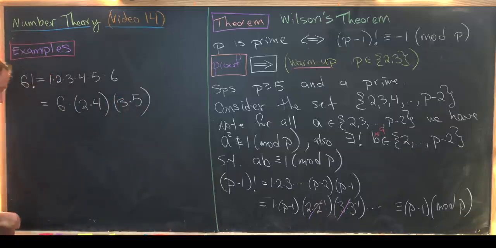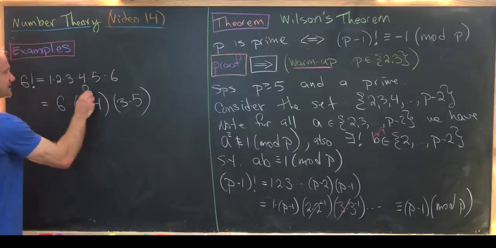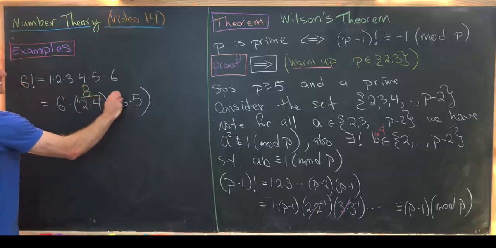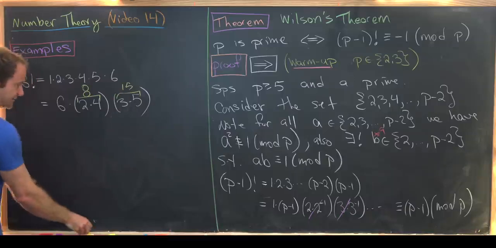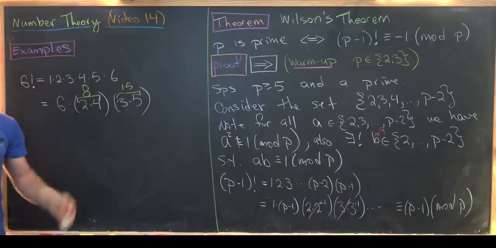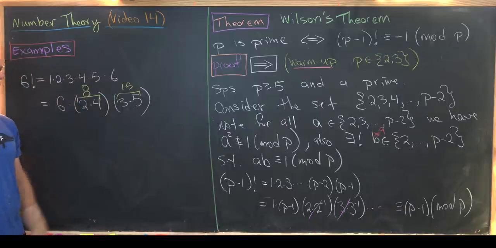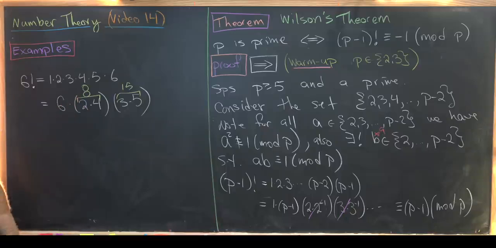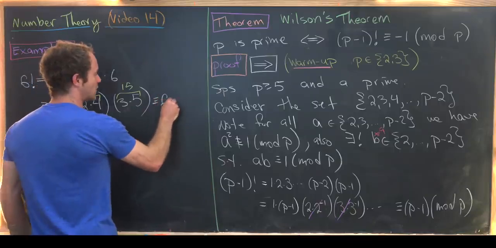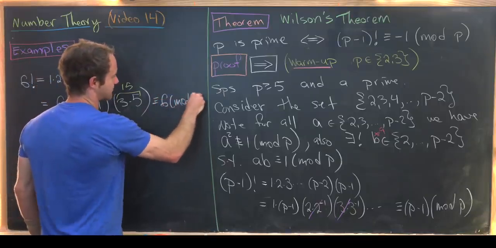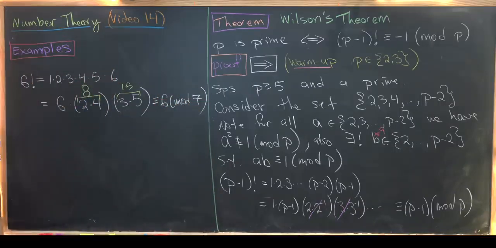Well, notice that 2 times 4 is obviously equal to 8. And then 3 times 5 is obviously equal to 15. Well, 15 is congruent to 1 mod 7 because it's 1 more than 14. 8 is congruent to 1 mod 7 because it's 1 more than 7. So in the end, we're left with 6 modulo 7. But 6 is the same thing as negative 1 mod 7.